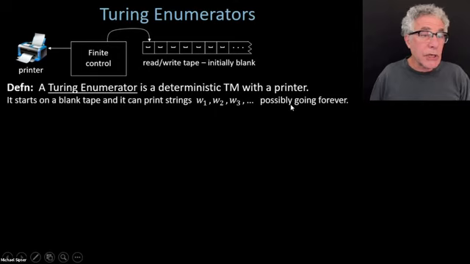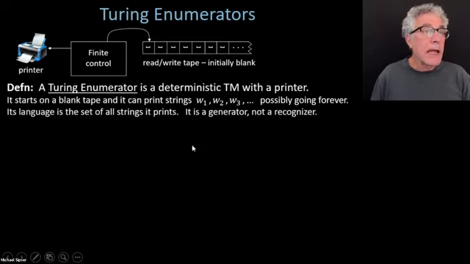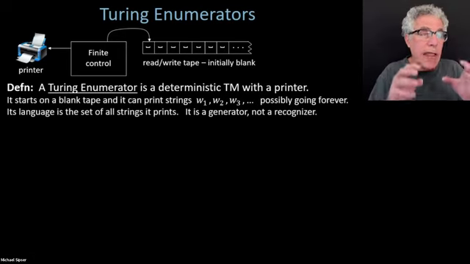And the machine might possibly go forever and print infinitely many strings, or it might go forever and only print finitely many strings, or it might stop after a while by entering a halting state. Accepting or rejecting is irrelevant, but it enters a halting state, and then the finitely many strings it printed out are the output of the machine. Now, the language of the machine is the collection of all strings that it ever prints out.